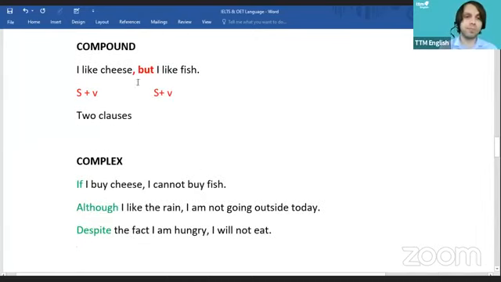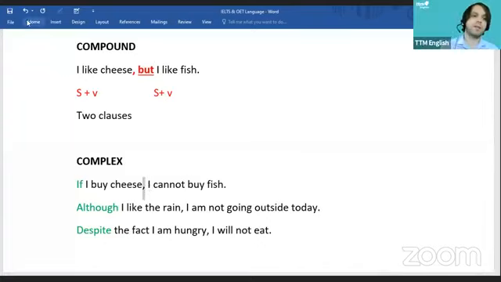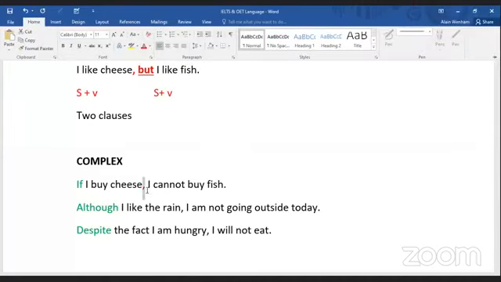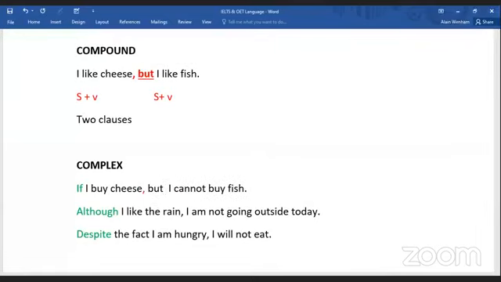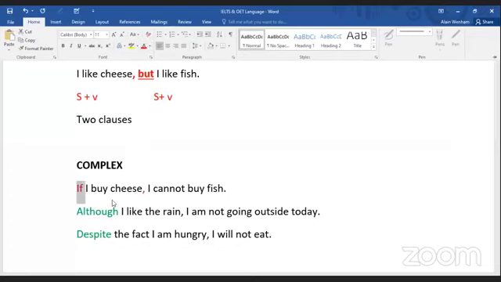So look, in a compound sentence, I need to separate both the clauses with a comma. But what do I have here? Conjunction. But in a complex sentence, I have my comma in red, so I'm separating my clauses. But do I need a conjunction here? No, depends on the sentence. That's why you use if in the front of the first clause.